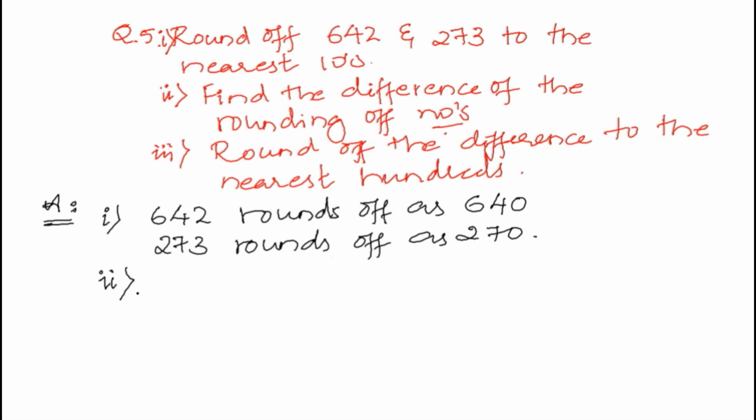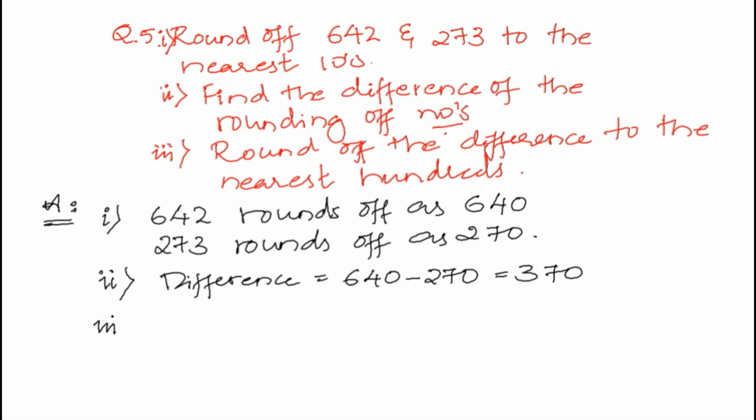Second sub question, find the difference of the rounding of numbers. Here the difference will be the larger number minus the smaller. 640 minus 270, the difference is 370. Third sub-question, round off the difference to the nearest hundreds. Difference is 370.